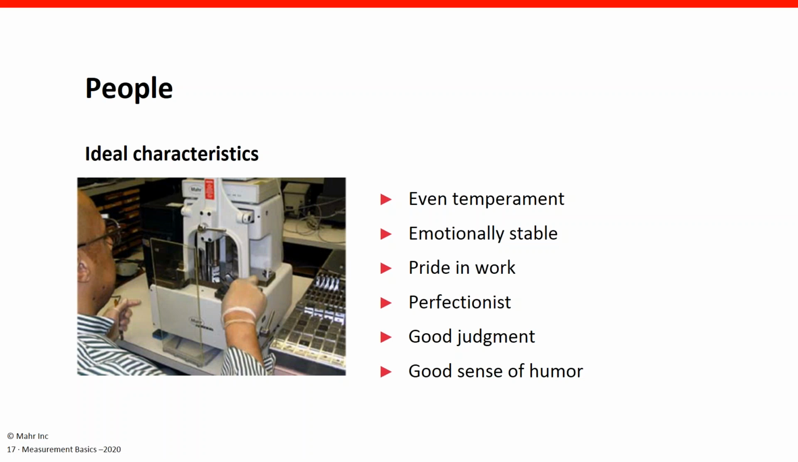They should be even temperament, working with each other very closely. They should be emotionally stable, take pride in their work. They have to be a perfectionist, because some of these standards that they're measuring might be used in parts that are life and death critical. So these can be very important things that they're doing. They have to have good judgment to make sure that if they see something wrong, that maybe they need to make that measurement over again.